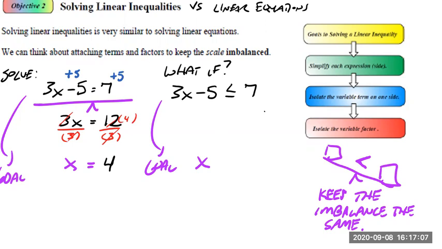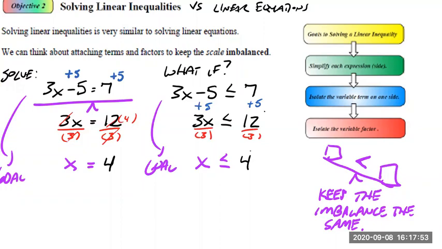which you might be thinking, when would I change the inequality? If we add 5 to both sides, then of course my teeter-totter remains the same. It would still be imbalanced. So I isolate the variable term like I did before, and the inequality still remains the same. Then dividing by 3 on both sides, I get x is less than or equal to 4. So the concept is the same. Whether I keep the teeter-totter balanced, I can attach terms and factors to both sides to make sure it stays balanced, or if it's an inequality, it keeps the imbalance the same.